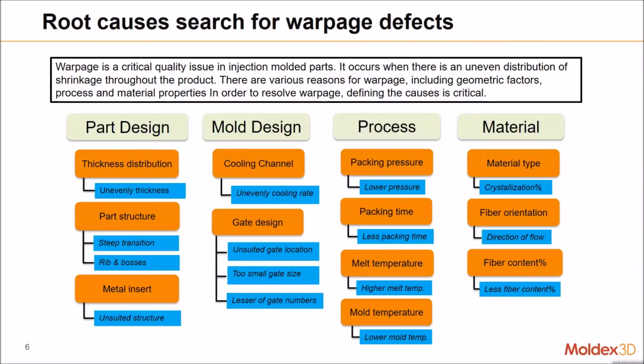And the last one is the fiber content percent. For this part, I will show you one case study to illustrate how fiber content percent can help you to improve your warpage problem. So I think this page is very useful for you to find out the root cause factors for warpage defects.